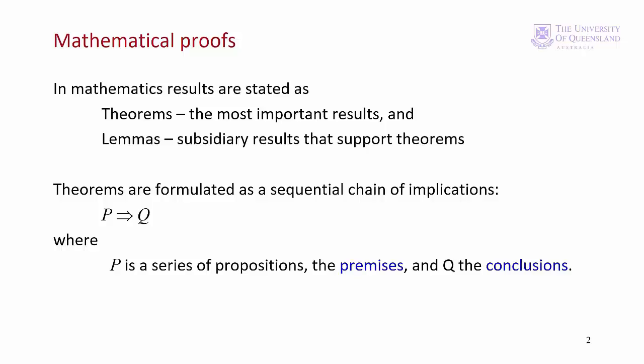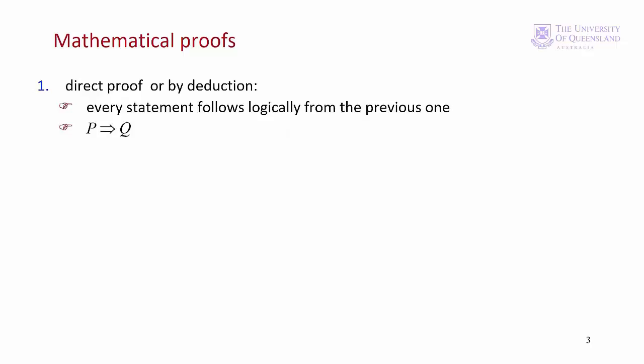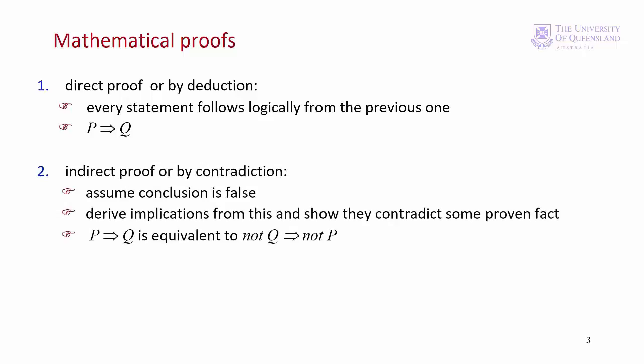So P implies Q. We've come across that in the previous module, where P is a series of propositions, the premises, and Q is one or more conclusions. There are three basic types of proofs in maths: a direct proof or a proof by deduction. This is the one we'll mostly use. In this type of proof, every statement follows logically from the previous one. So P implies Q.